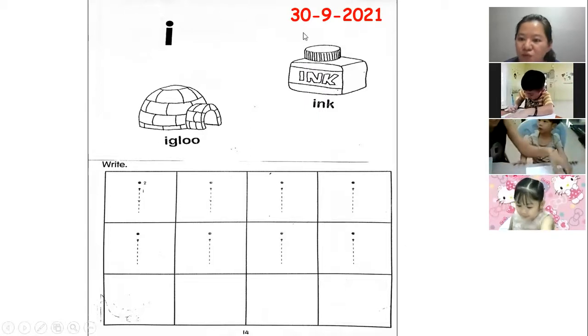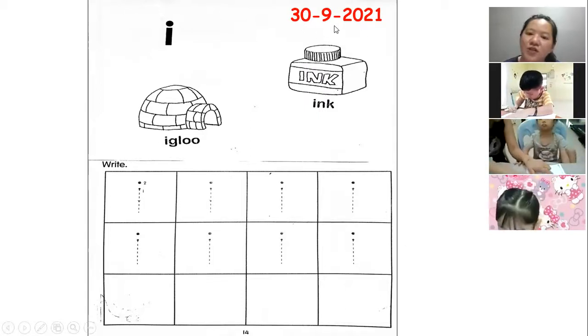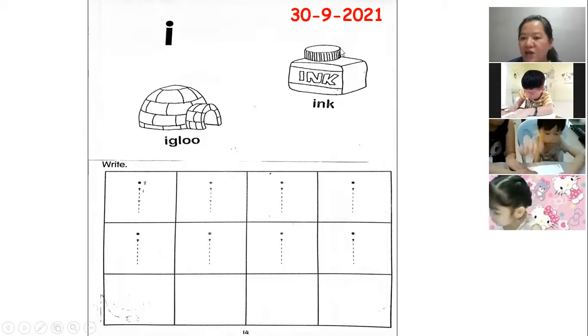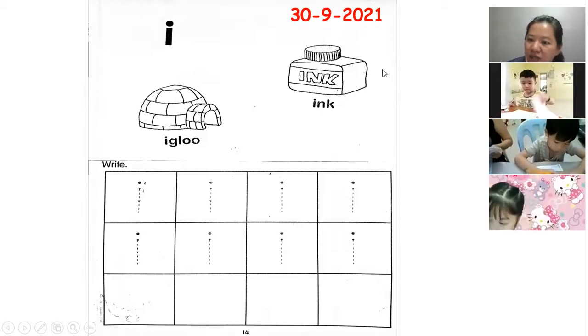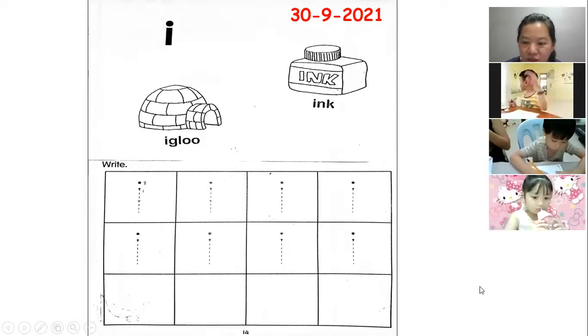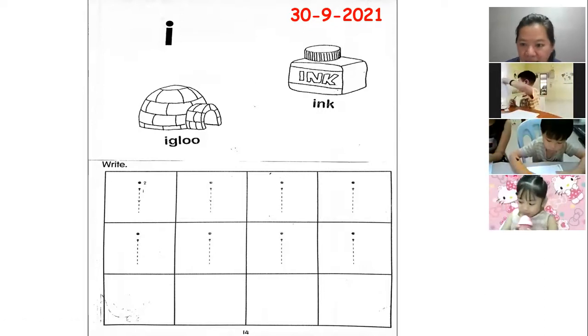Okay, children, you can write the date. You can learn to write this date. If you cannot, then you can ask your daddy, mommy, or your brother, sister to guide you how to write the date. Okay, so this is the first page, letter I.